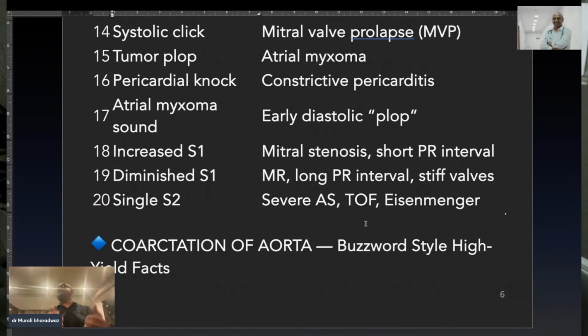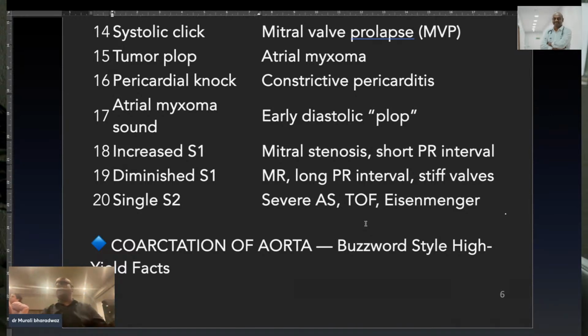Now what conditions will increase S1, a loud S1? Anything that shortens the PR interval, and mitral stenosis. Diminished S1: anything that prolongs the PR interval, and mitral regurgitation. Calcified valves also will become soft, so S1 will not be loud.